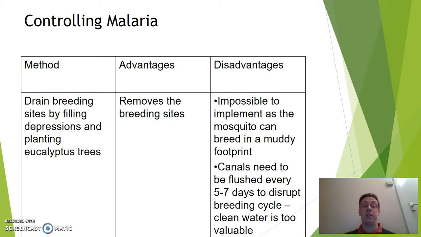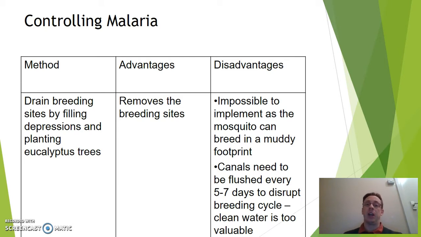Now, first method, deal with the mosquito. Drain the breeding sites. Fill in areas that it would use to lay its eggs. And you can also do this by planting eucalyptus, because the trees take up a huge amount of water. They're very, very thirsty trees. Big advantage, it stops the mosquito breeding. However, if you try and fill in every puddle in the world, it's not easy. It's very, very difficult.